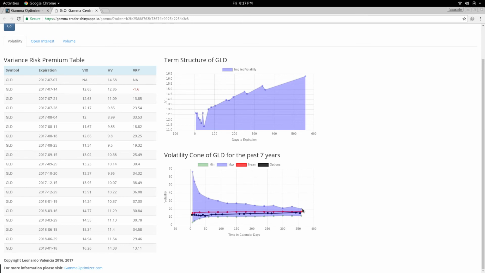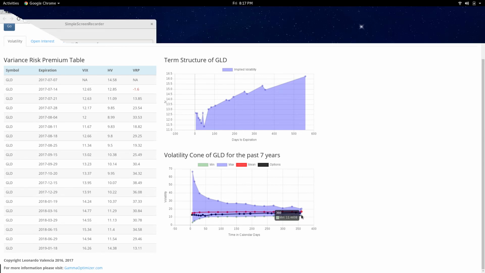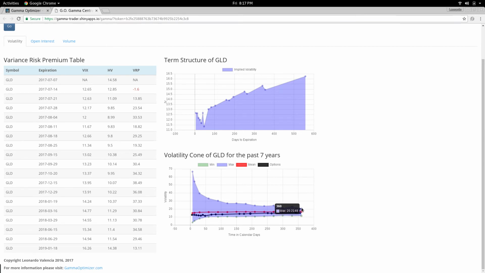So let's look at the 360. It's almost 1 year out. So in gold, 1 year out, the maximum volatility we have observed for the past 7 years is 20%, the minimum volatility is 11.4, and the mean volatility is 16.7. So it gives you kind of an idea. If you are preparing a trade that will last 1 year out, it gives you an idea of the range of realized volatility you are going to have, and it gives you an idea of the type of hedging you have to perform, and all sorts of interesting things.